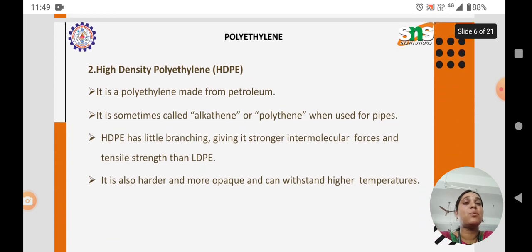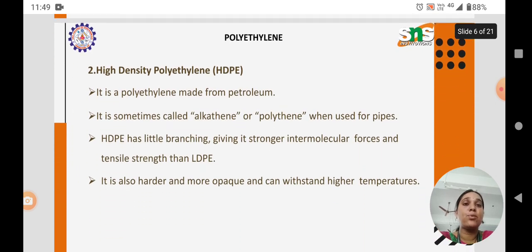The high density polyethylene is made from petroleum. It's sometimes called alkathene or polythene when used for pipes. The high density polyethylene has little branching, which gives it stronger intermolecular forces and tensile strength than LDPE. It is also harder and more opaque and can stand higher temperatures.